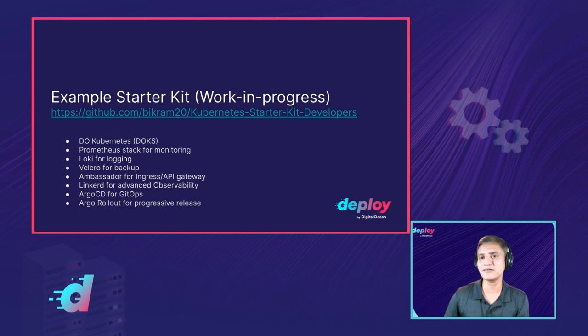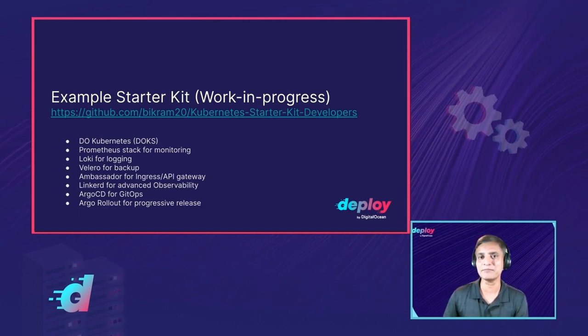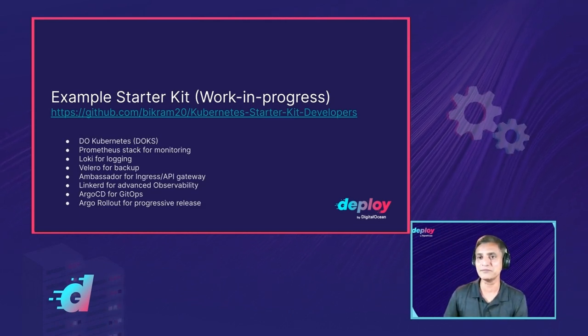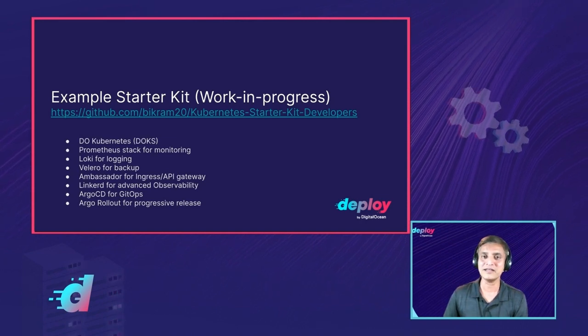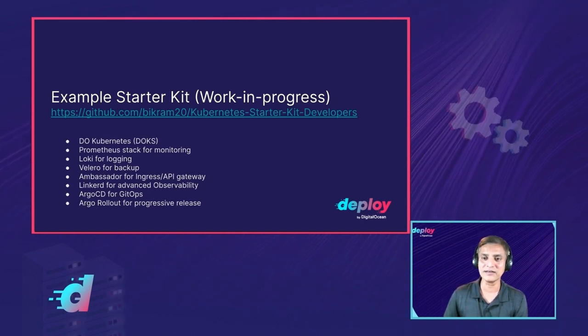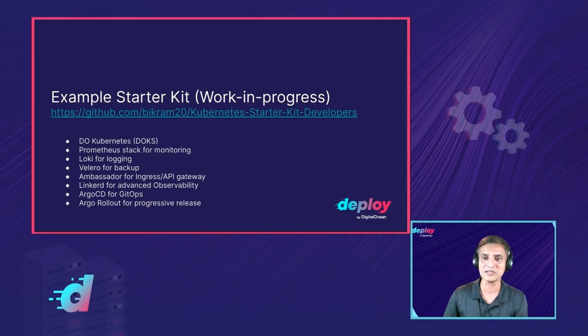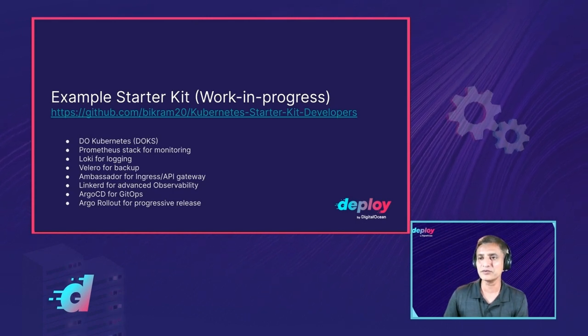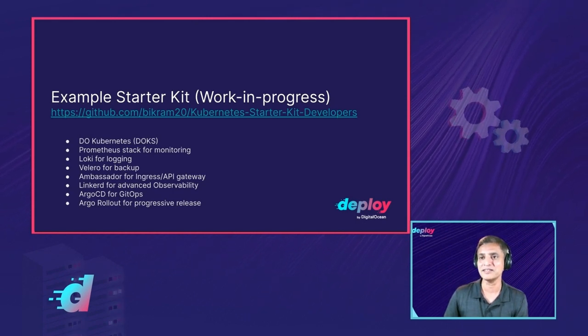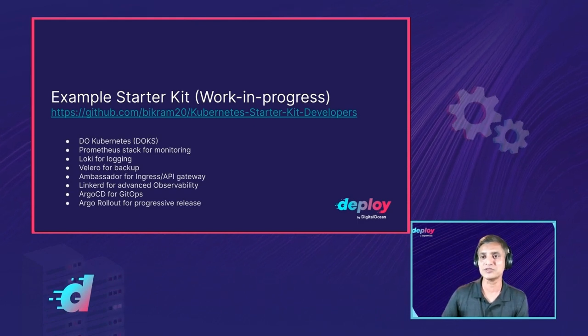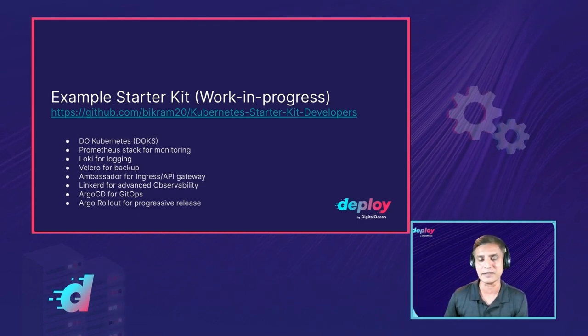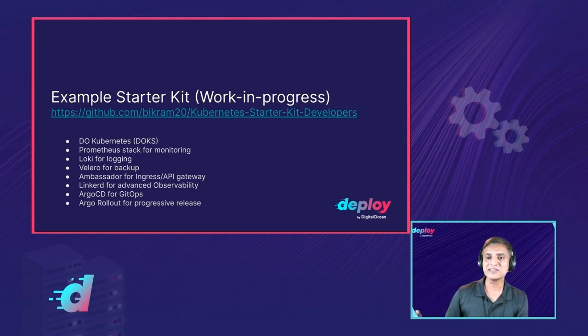And so we started working on an example starter kit. Let me put a disclaimer saying that it's a work in progress, but we are committed to work on it, and you will see a lot more updates from us. We are also going to move it to the GitHub repo for DigitalOcean Kubernetes as we start updating it and automating it over time. What does it contain?